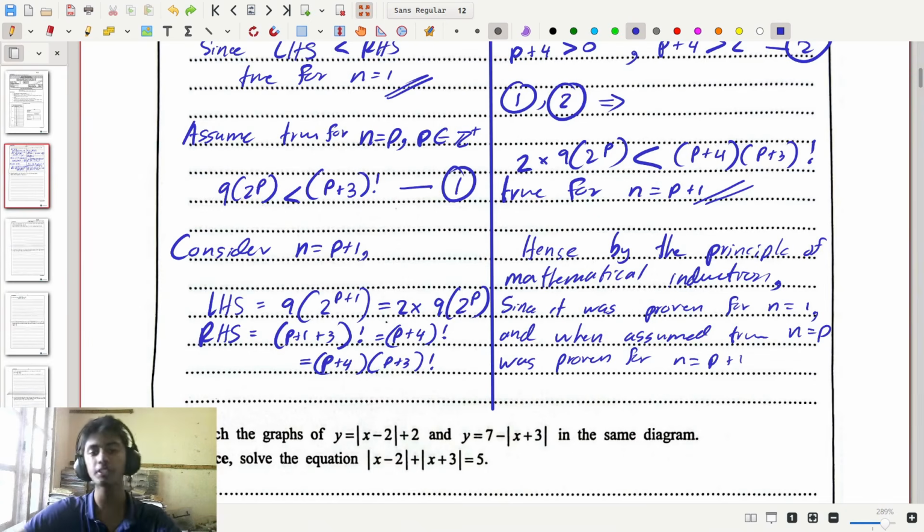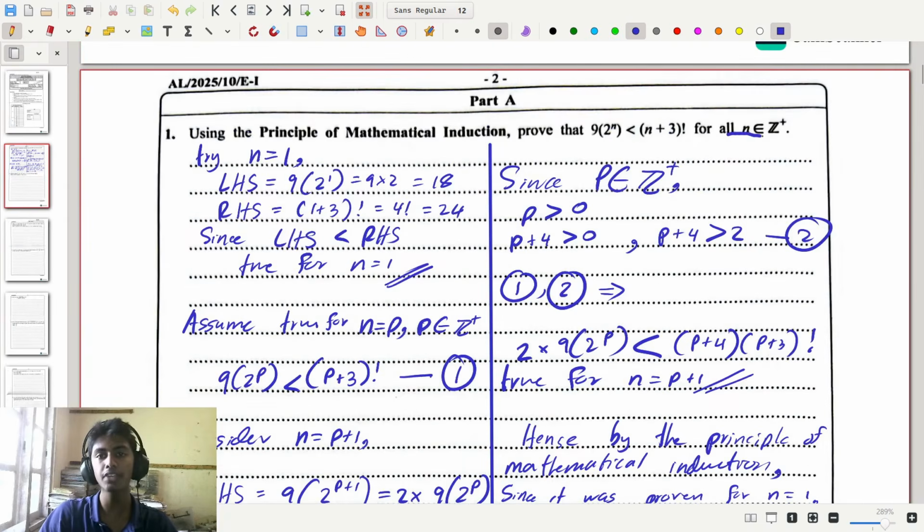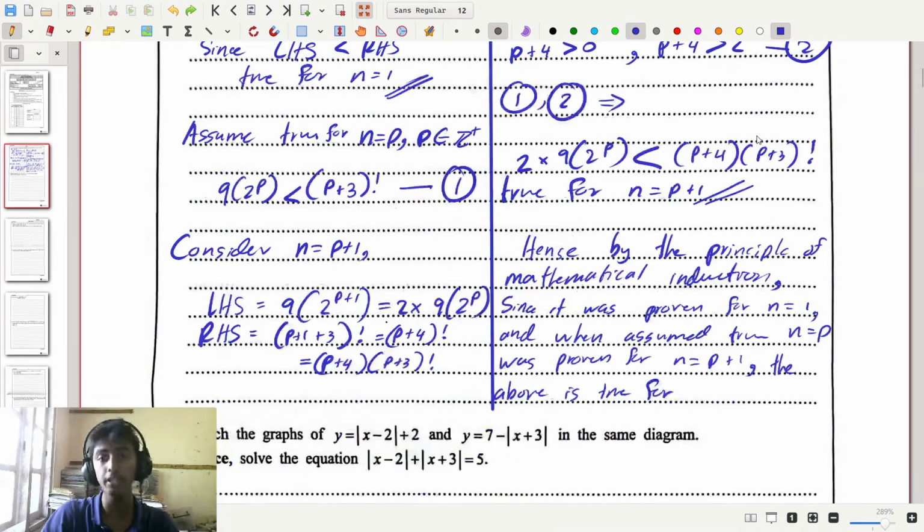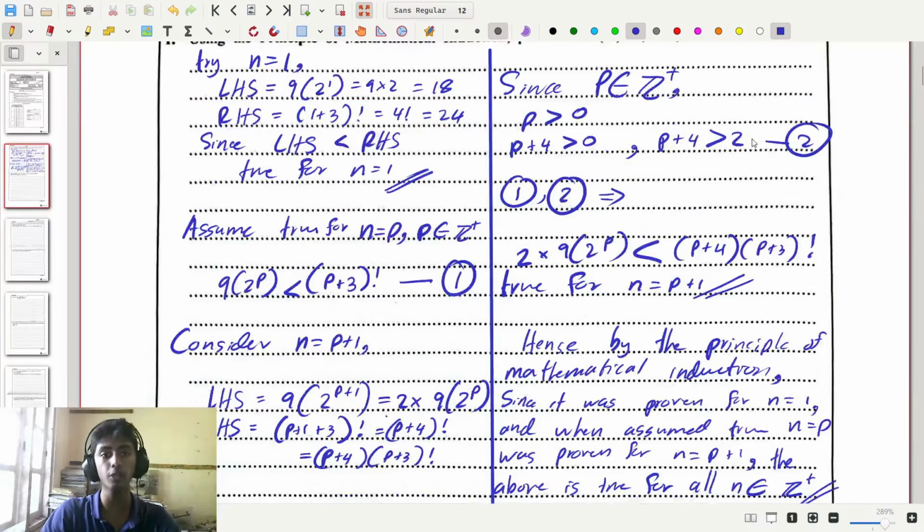So at this point, we're going to stop it here and say the above. We don't really need to rewrite this whole thing again. We can just say the above is true for all the values of n that we are interested in, which in the question is all n which are elements of the positive integers. So we can say down here it's true for all n element of the positive integers, and we can close out our final answer. So that's going to be our final answer.